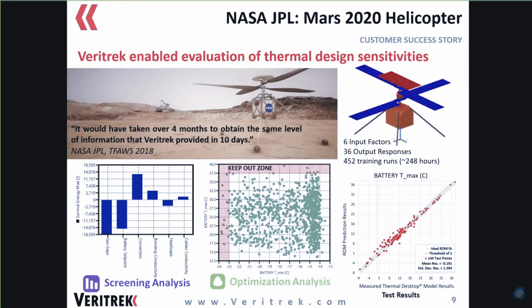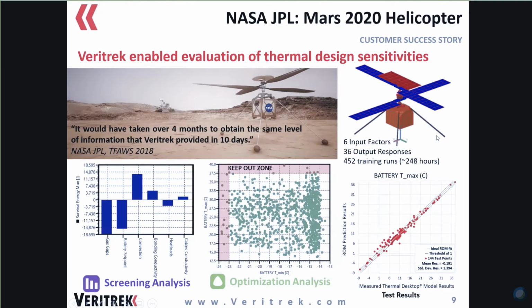So this first slide is just highlighting some of the work that we've done, as Derek mentioned, with the NASA JPL Mars 2020 helicopter team. They are planning on using Veritrek for some mission operations once the helicopter is on the surface of Mars, which I believe is supposed to be in February of 2021. So coming up here soon, we're really excited about that.